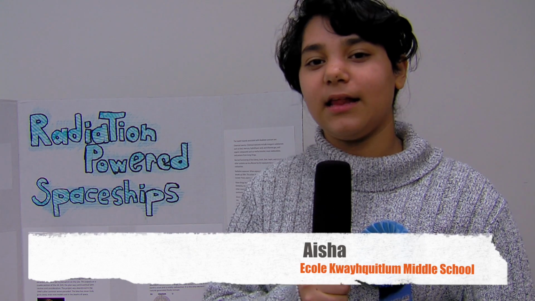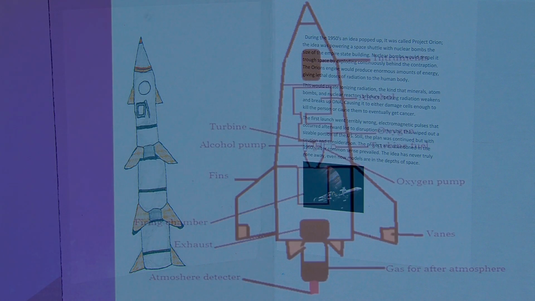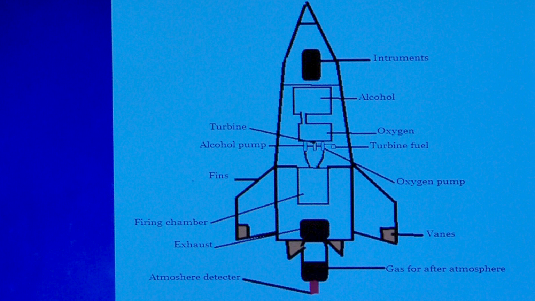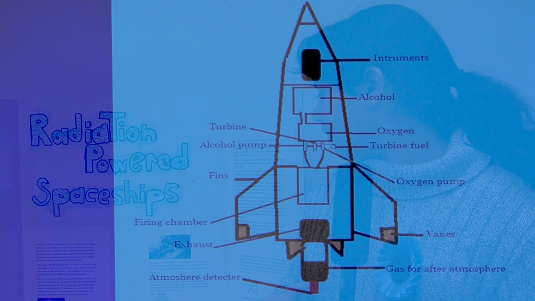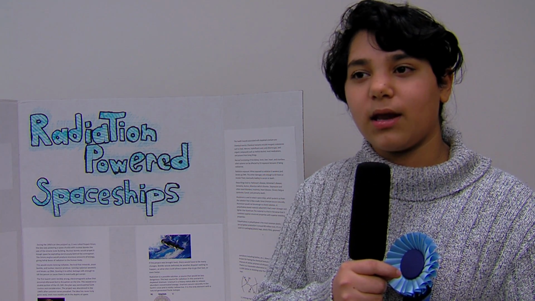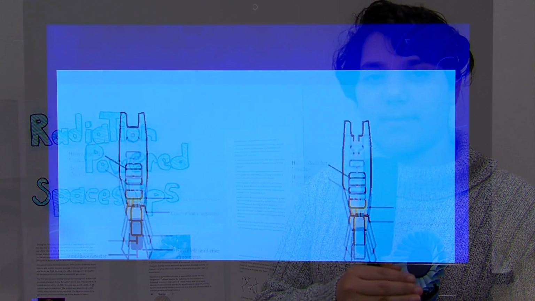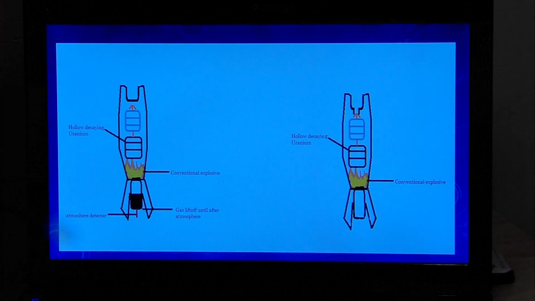For my project, I did it on radiation-powered spaceships, and basically during the 1950s there was this idea to power spaceships by exploding nuclear bombs behind a spaceship, propelling it through space. It was cancelled because it was dangerous. My idea was to make it safer. And basically, my form of radiation is decayed uranium, because uranium by itself has unstable isotopes, which makes it radioactive. And when it is depleted, it becomes more radioactive.